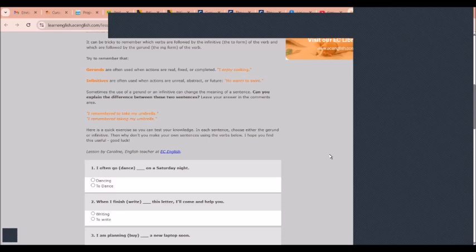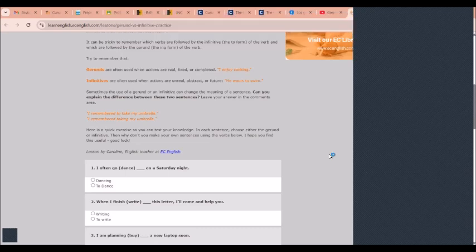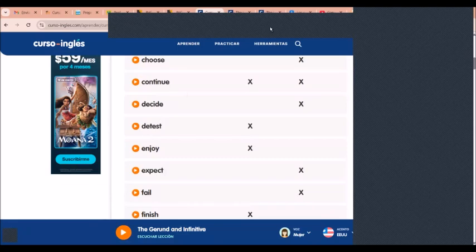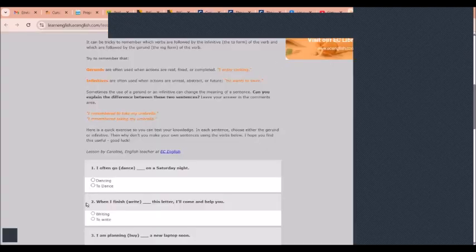And number 2, the other Fernando. Yeah, ready? Go ahead. When I finish to write this letter, I'll come and help you. When I finish is your verb. All right, finish is usually followed by a gerund, the -ing form, right? So when I finish writing, I'll come and help you. Repeat, Perez. When I finish writing this letter, I'll come and help you. Good. All right, back to you, Pacheco.